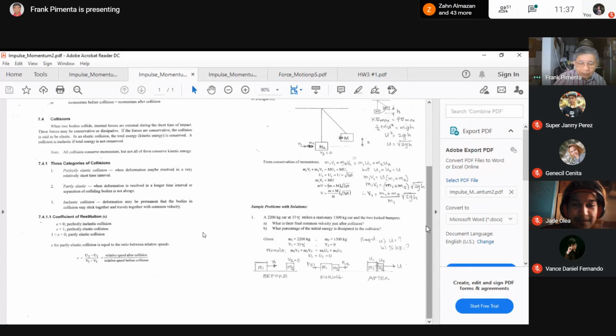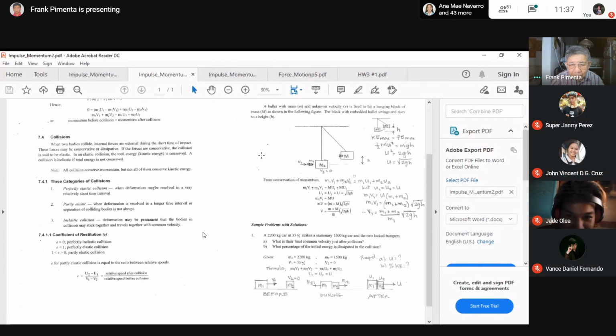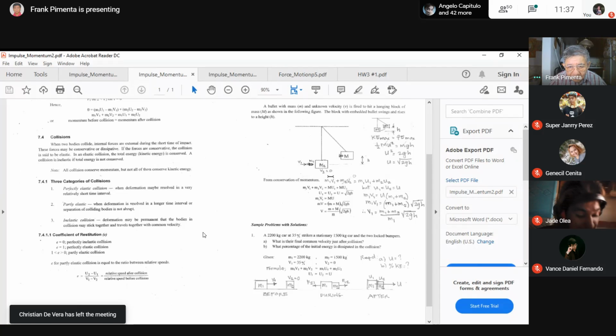So again, we have a procedure in dealing with conservation of momentum, same as conservation of energy. Meron tayong procedure. Okay. If you draw a figure, you have to identify, okay, here.